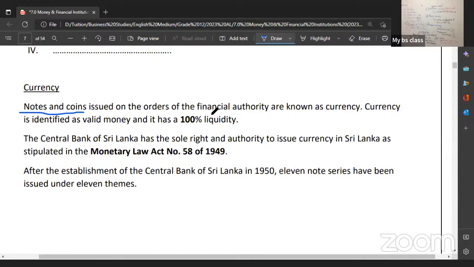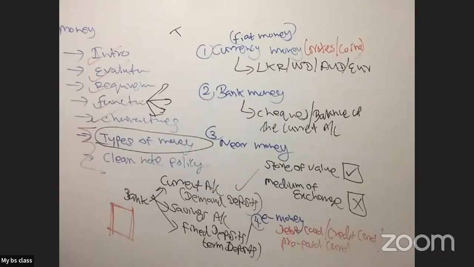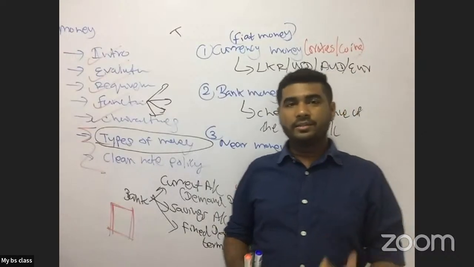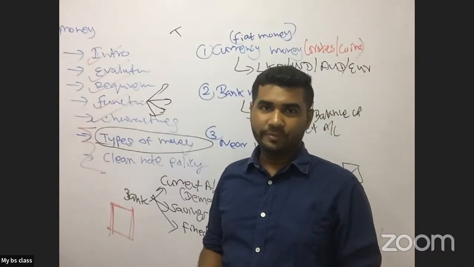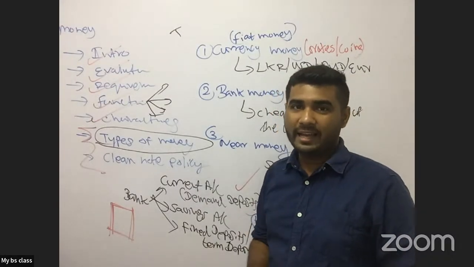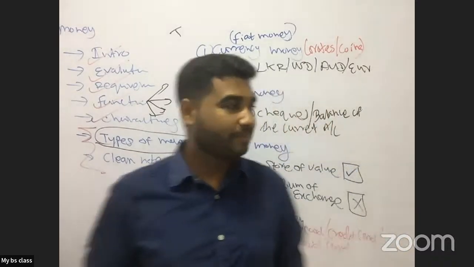Now let's say what they explain. Currency is identified as a valid money and it has 100% liquidity. 100% liquidity. So what is liquidity? Now liquidity is how quickly you can convert an asset to cash. Why do you have to convert currency into cash? Because it's already in the form of cash, right?